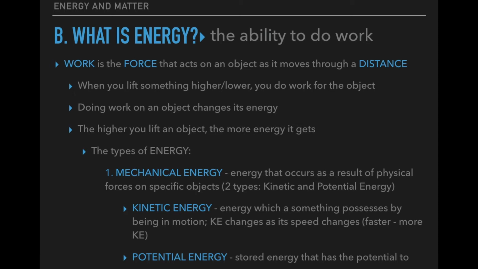When you lift something higher or lower, you're doing work on the object. Doing work on an object changes its energy, and this is where it ties in with kinetic and potential energy, which you should have learned in elementary school. Kinetic energy is the energy of something in motion, while potential energy is stored energy. So if I'm holding the object, that is potential energy. When I let go of the object, it starts to fall. That is kinetic energy, the object in motion. We abbreviate kinetic energy with KE and potential energy with PE.